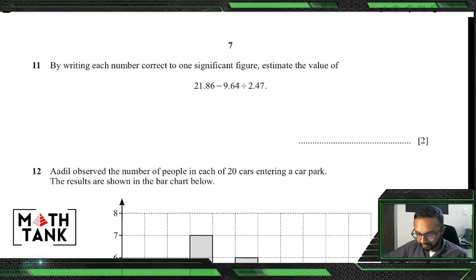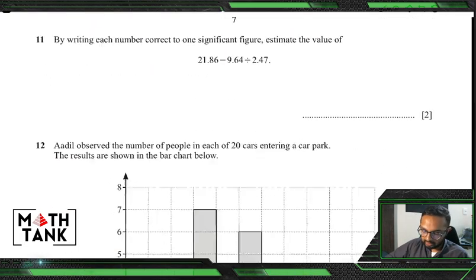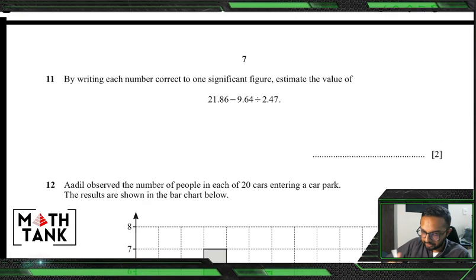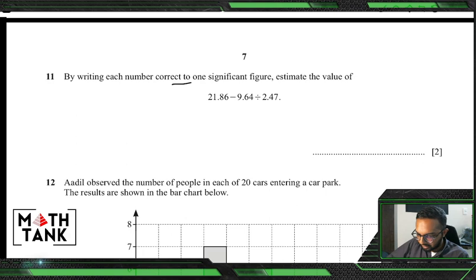Okay, moving on to the next question. It's a similar question from a different past paper. All of these are different past papers. Every page that I scroll is a different past paper. It says by writing each number correct to one significant figure. So again, I'm writing them correct to one significant figure.